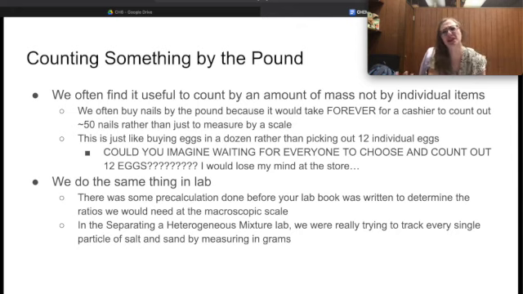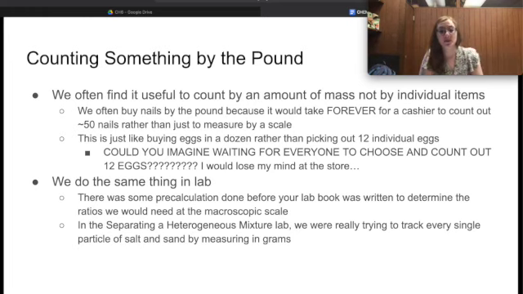So we do the same thing in chemistry when we work in the lab. When we're working on the experiments in your lab notebook, there was a lot of pre-calculation done to determine how much exactly you should be measuring. So we did the calculation before we wrote the lab book, before we gave it to you, to say, this is the ratio we're going to need on that macroscopic scale.